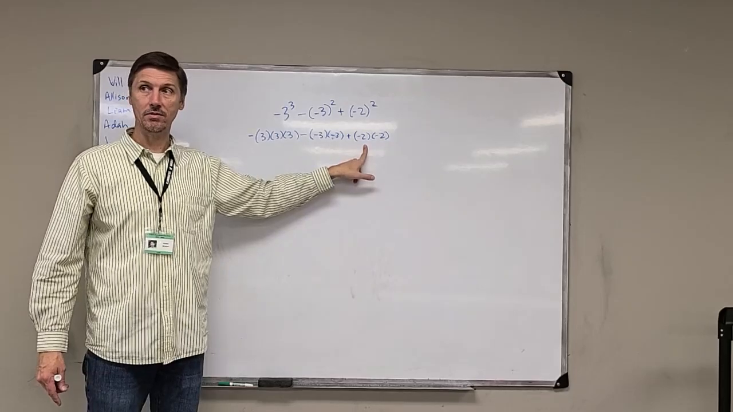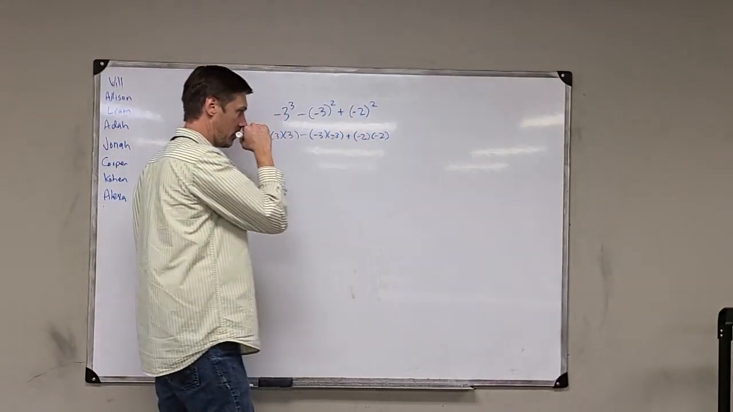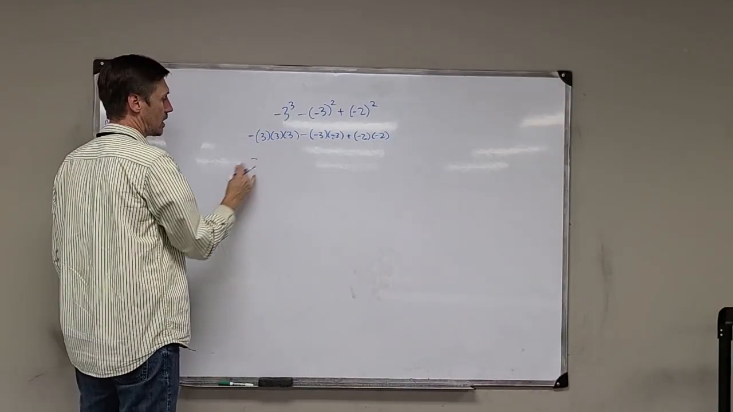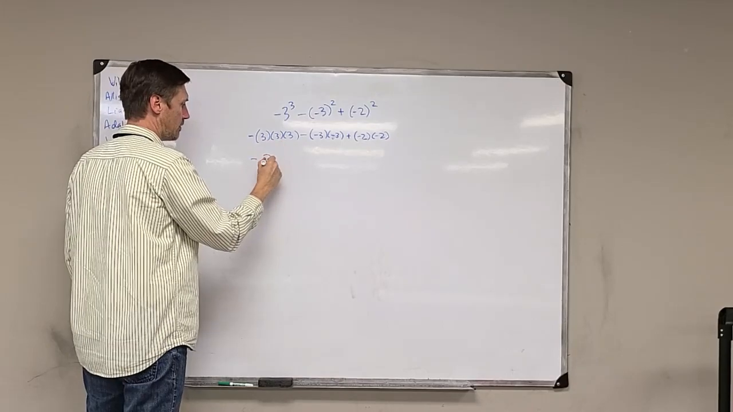That one's going to be positive, right? Because we got a negative and a negative, which gives us a positive, and then we got this other positive at the end. So the overall sign for this is going to be negative. 3 times 3 is 9 times 3 is 27.